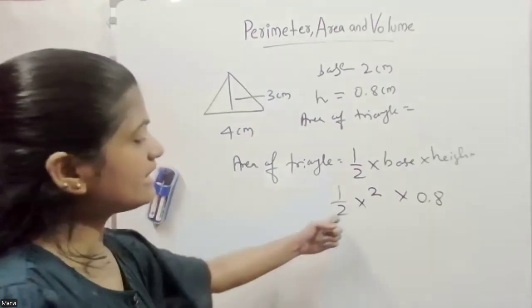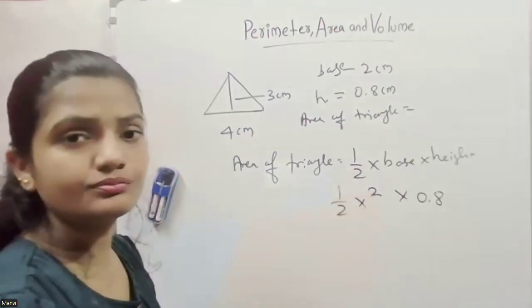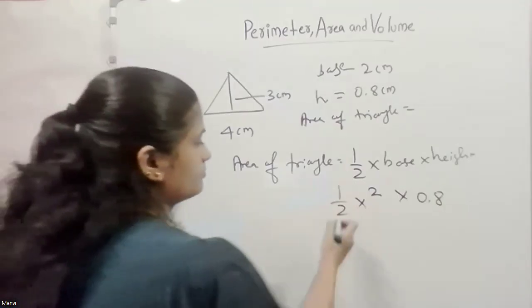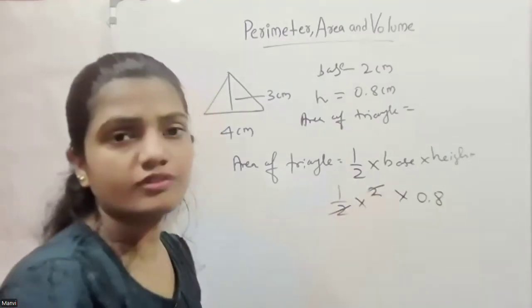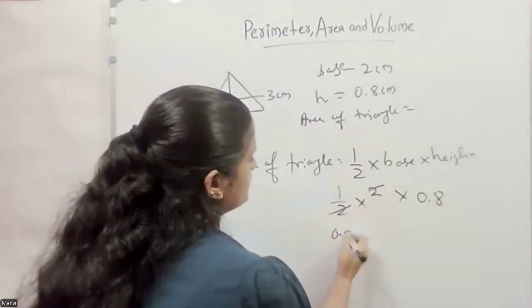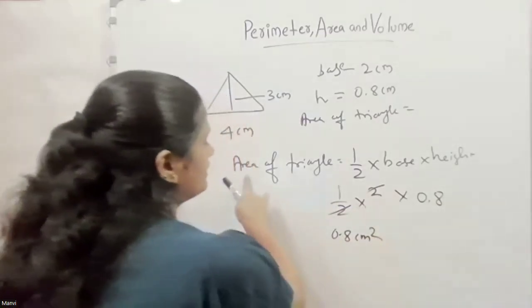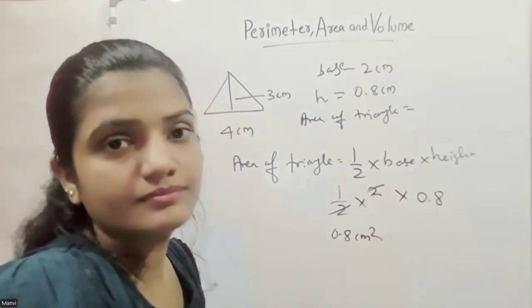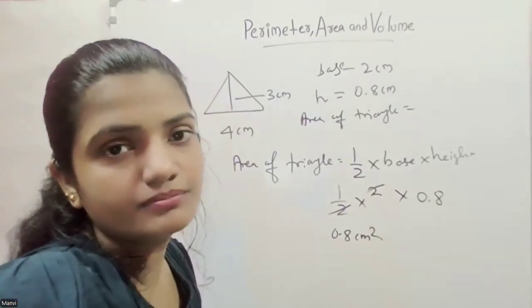Kavya, do you agree? We can cancel this 2 and that 2. What do we have left? 0.8. So answer will be 0.8 centimeter square because we are calculating area. Very simple.